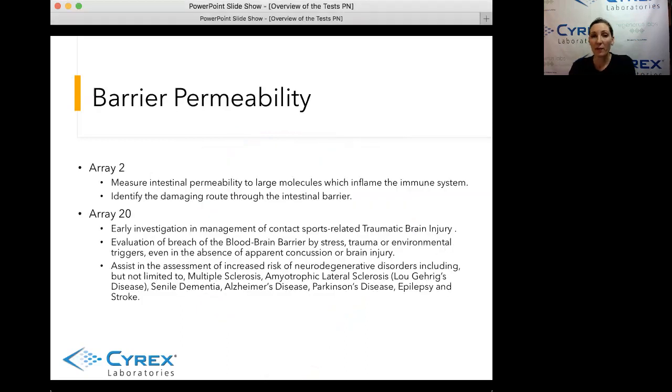In the barrier permeability category, we have Array 2, which looks at the gut, and Array 20, which looks at the blood-brain barrier.